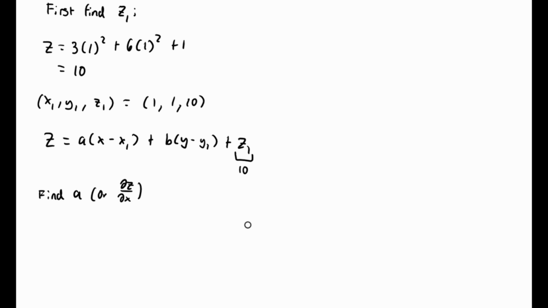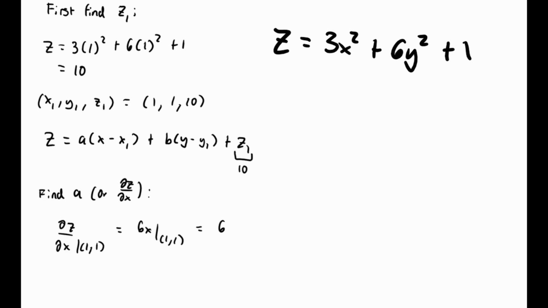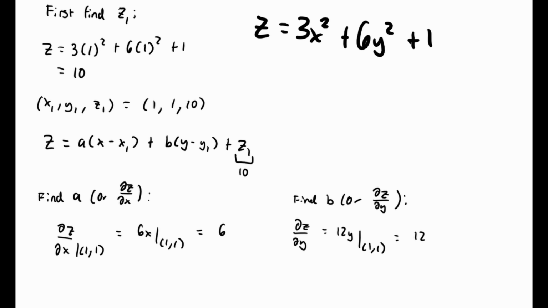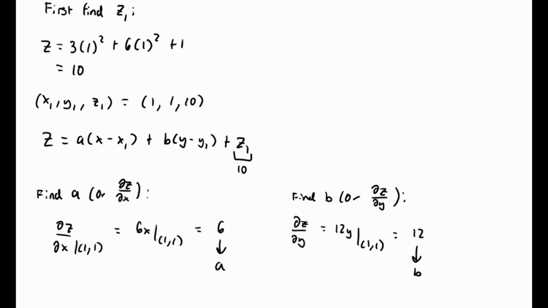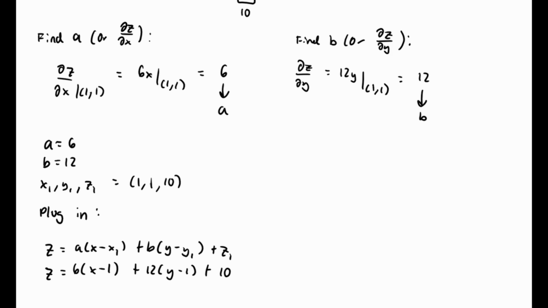Now the partial derivative with respect to x is partial z over partial x equals 6x, and at the point 1, 1 is 6. And the partial derivative with respect to y is partial z over partial y, which is equal to 12y, at point 1, 1 is equal to 12. So our a and our b values equal 6 and 12 respectively. If we plug this into the tangent plane equation, z equals a times x minus x1 plus b times y minus y1 plus z1, we get z equals 6 times x minus 1 plus 12 times y minus 1 plus 10.